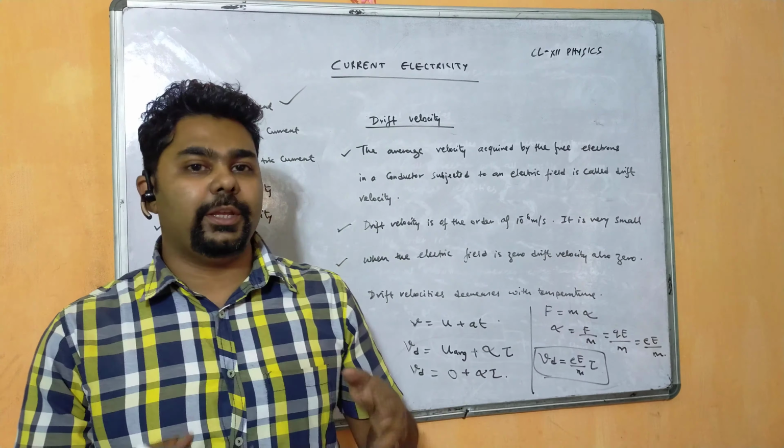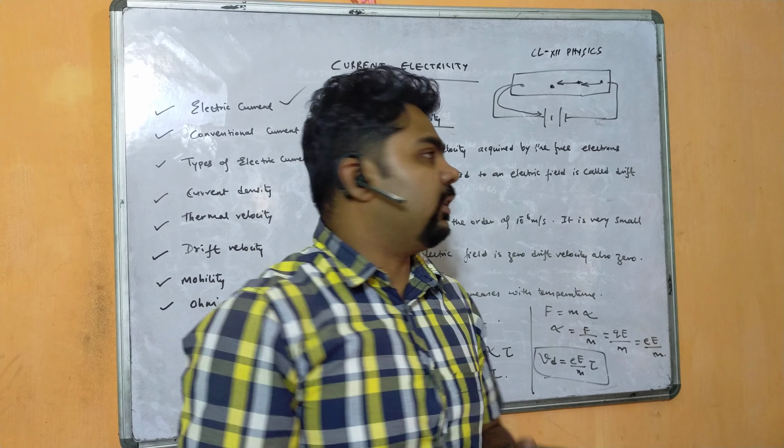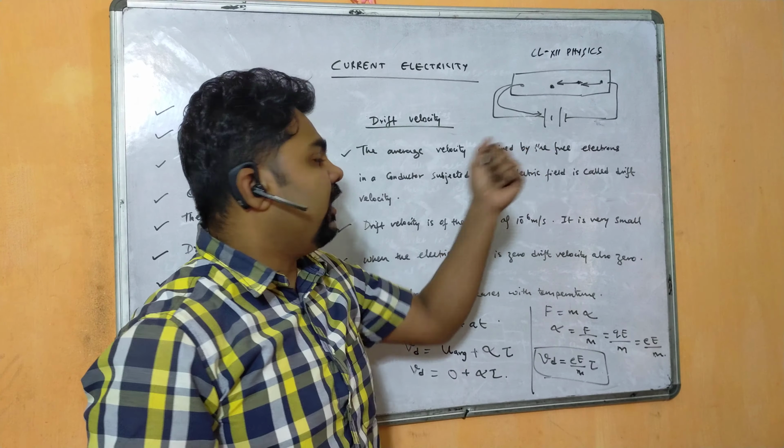Here you see I have connected this conductor with one battery. Now electrons that are near the terminal will easily get drifted towards the positive terminal. But the electron at the other end will collide with the successive electron. So like this, the time gap between two successive collisions of electrons is said to be the relaxation time, right? So if the relaxation time is very small, then the drift velocity will also change.